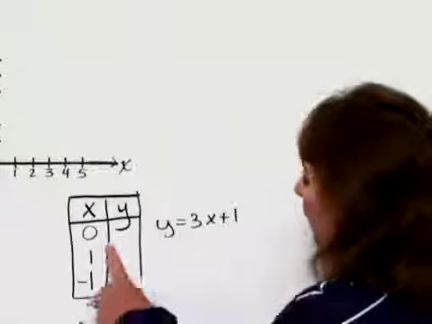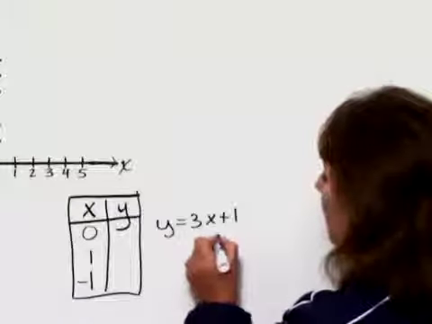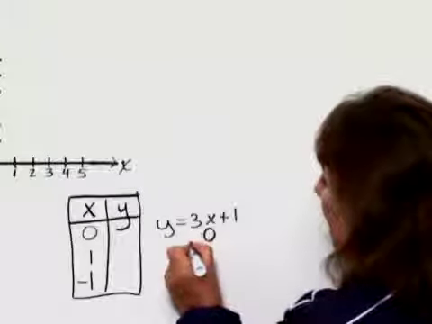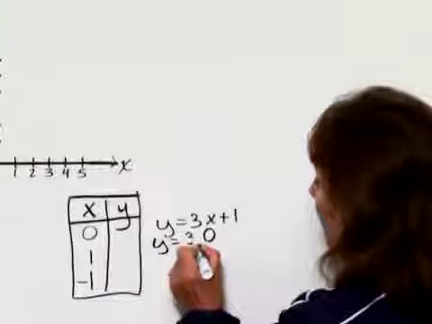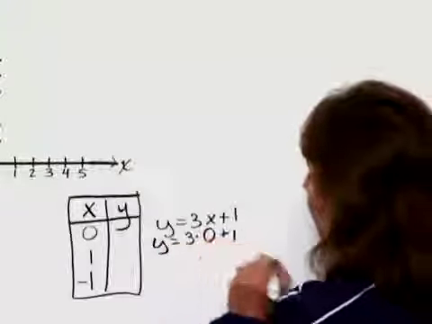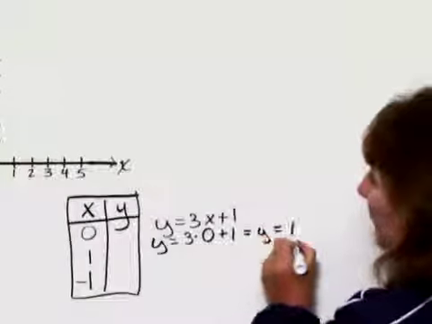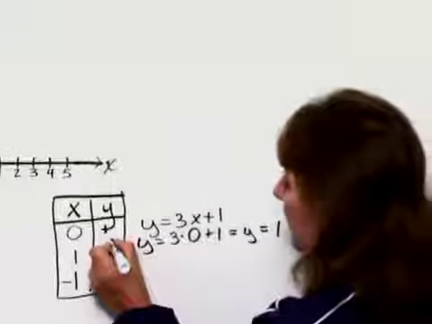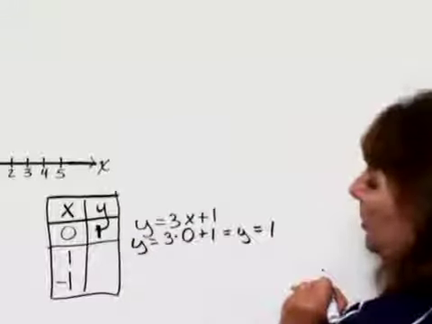So now that you've selected 3 points, let's do our calculations. First, we replace x by 0, and we have y equals 3 times 0 plus 1. Therefore, y equals 1. And we put 1 in our box right here. So our first ordered pair is 0, 1.